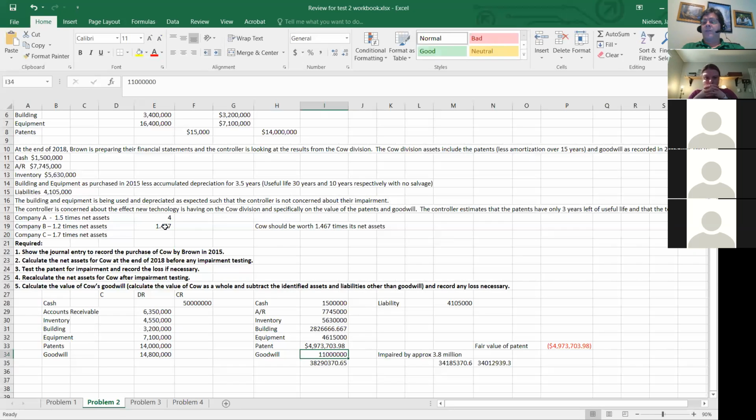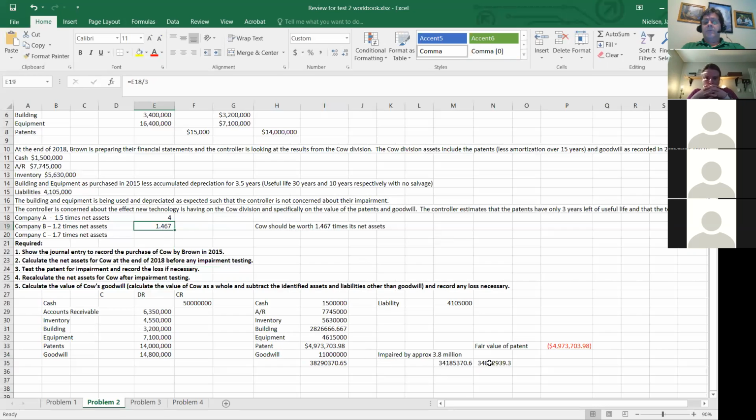We take the average of those three companies because those are the three companies that are most like Cow, so we make that a good comparison. We average together, we get 1.467. Big estimate, this is all very fuzzy, I know. Then we look at what Cow's net assets are, not including goodwill. What is its actual assets other than the goodwill?